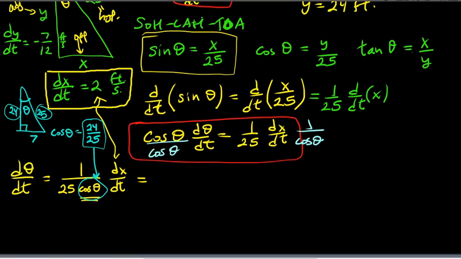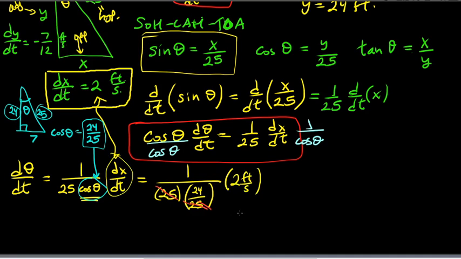I'm running out of space. So we'll just plug all those numbers in, right? This is 1 over 25 times cosine of theta, remember, is 24 over 25. And that's convenient because the 25s cancel. And then don't forget the dx over dt, that's equal to 2 feet per second. So what do we get? We get a 2 on the top, a 24 on the bottom. So this is, oops, I didn't need a fraction that big. Yep, 2 over 24. Or 1 over 12.